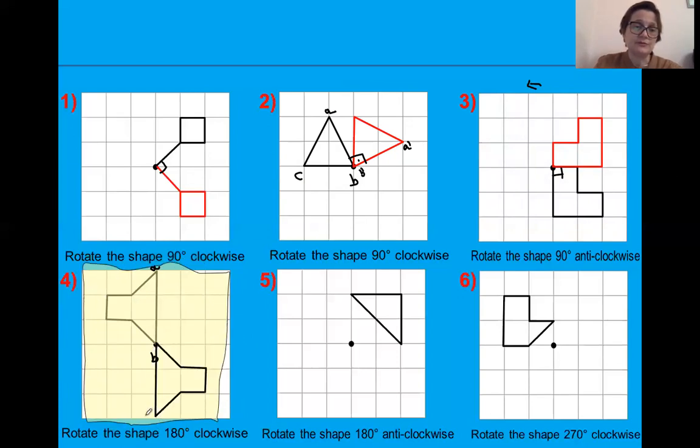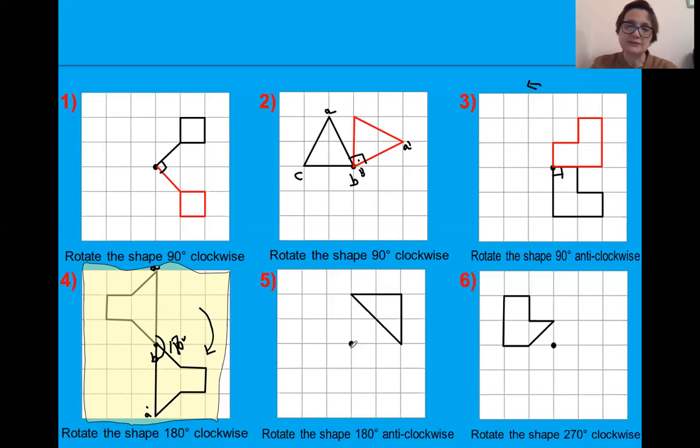So this is going to be the A prime, and this is the angle, the 180 degrees angle, and of course, it is clockwise, just like that to the right. This one says rotate 180 degrees anti-clockwise. Let's have a look what is going to happen to the shape.